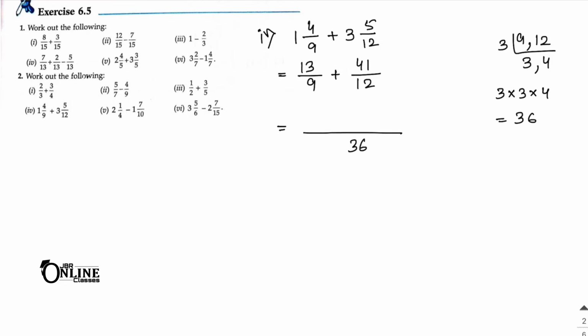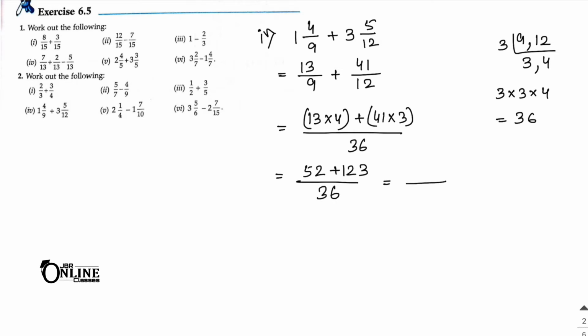Now first, 9 divided into 36 becomes 4. So 13 into 4 here, and then 12 divided into 36 becomes 3. So 41 into 3 here. So that equals 52, and that one equals 123 by 36.